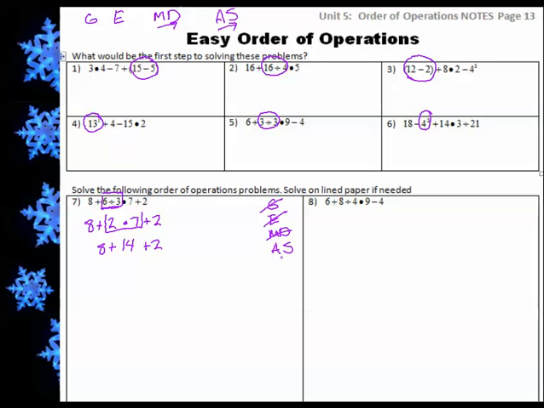All I have left is add, subtract. I have to start in the front. So 8 plus 14 gives me 22 plus 2. And then 22 plus 2 is 24. Okay, so that should have been in your answer for number 7. Pause the video here. Try number 8 by yourself. When you're ready, unpause the video.